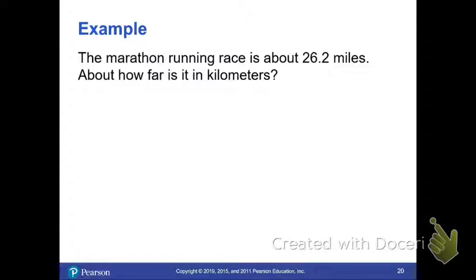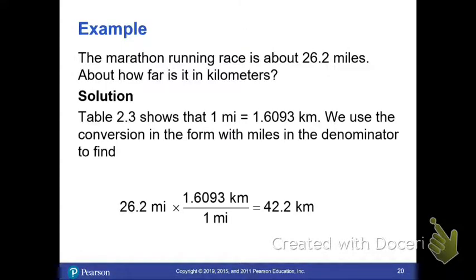So again, I want you to pause, look in your book to see what the conversion factor is and solve this problem. A marathon running race is about 26.2 miles. How far is this in kilometers? Okay, so once you've paused, you could go through and look at the conversion factors in the text, and you should get 42.2 kilometers.